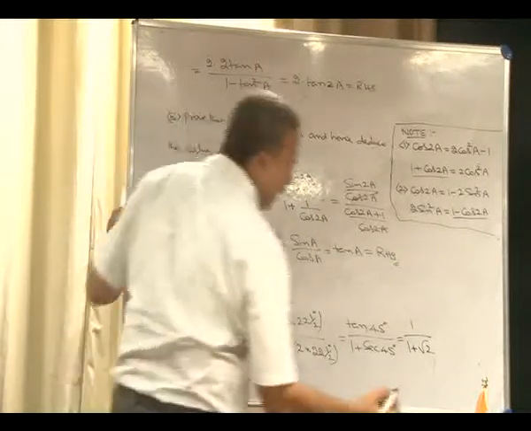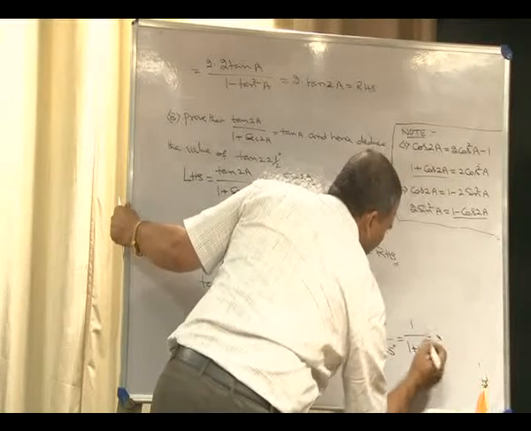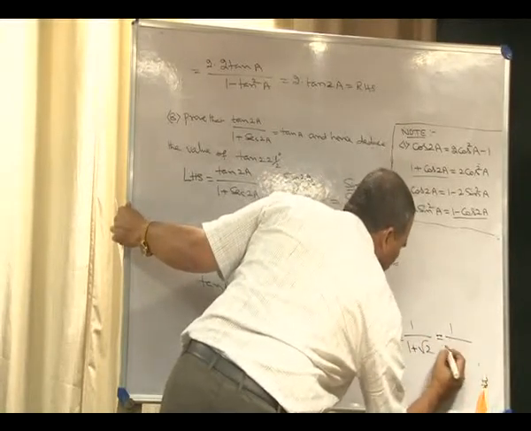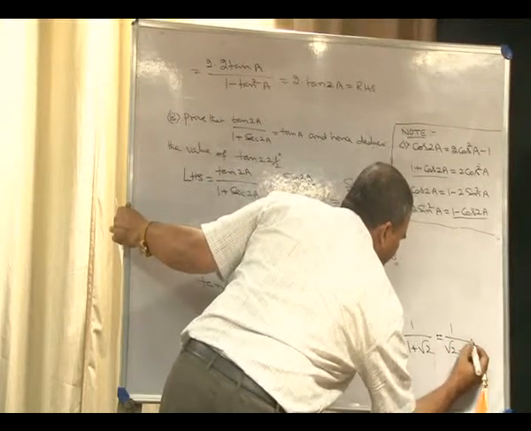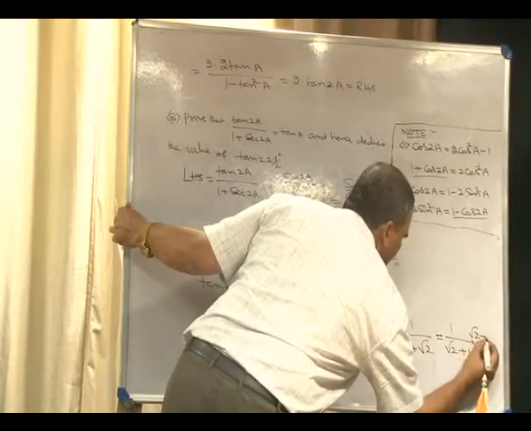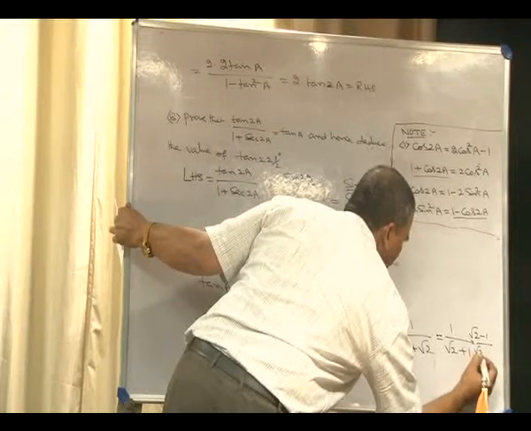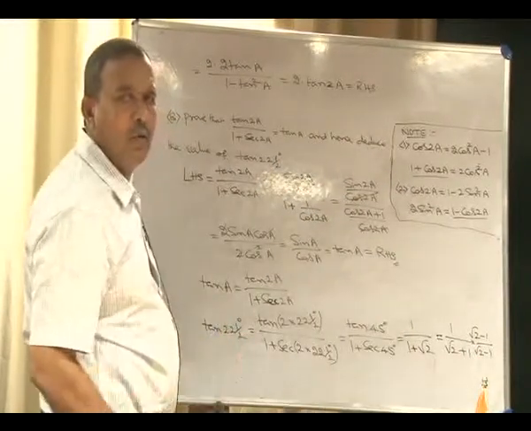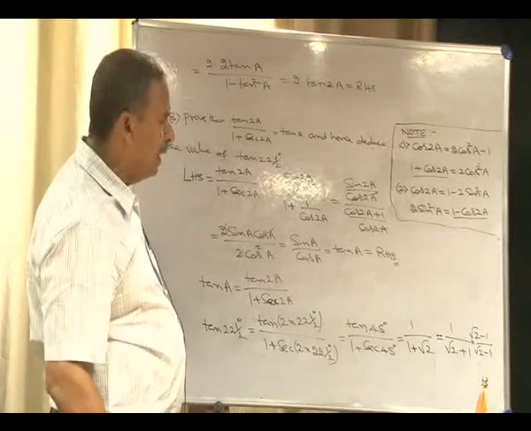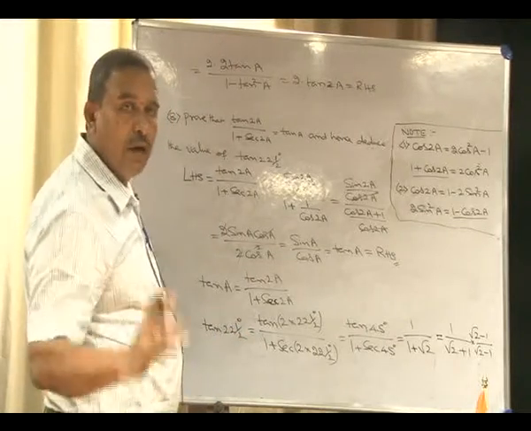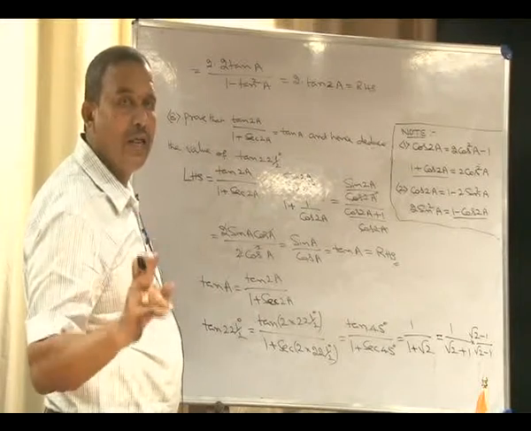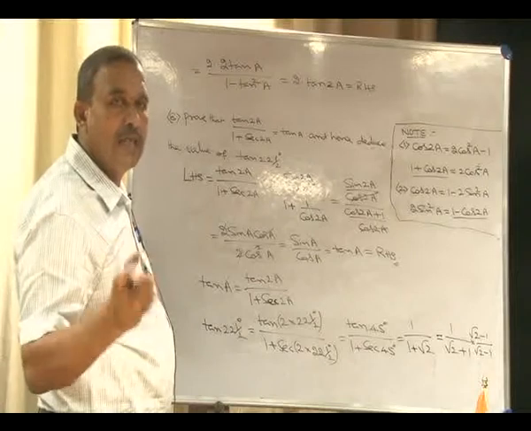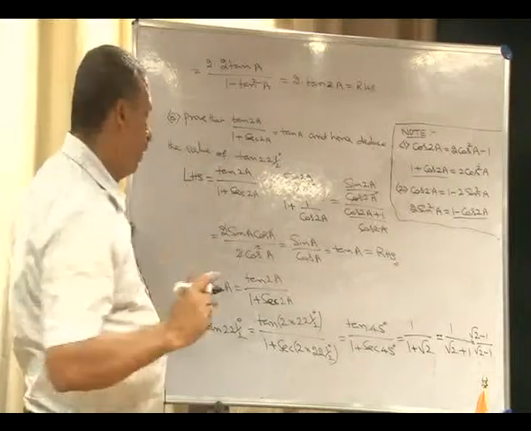Now rationalize the denominator. Here we may write 1 by 1 plus root 2 as 1 by root 2 plus 1. Rationalizing factor is root 2 minus 1. Multiply both numerator and denominator by root 2 minus 1. Rationalizing factor means if the product of two irrational quantities is rational, then each is called the rationalizing factor of the other.